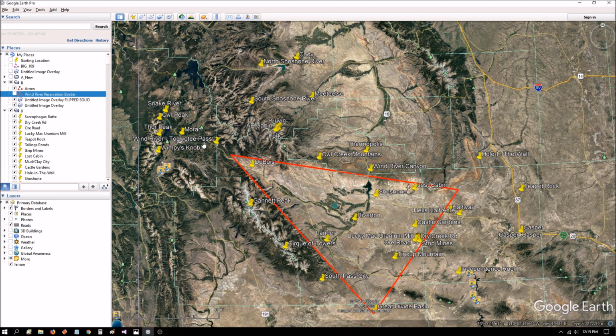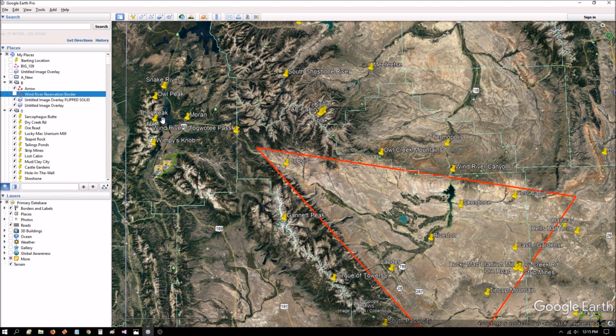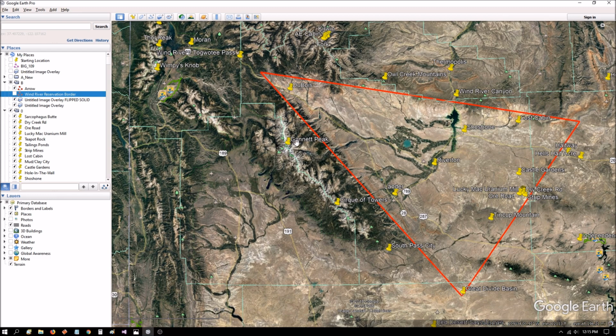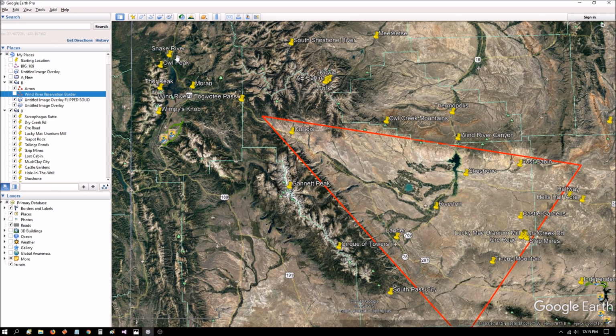Here we got Togwotee Pass. This area is the coldest area inhabited by man in the Rocky Mountains. Here we got Thor Peak, okay, and here's Owl Peak. There's the Snake River headwaters. Wind River headwaters are over here. And then, of course, we got other headwaters that contribute to the Wind River. The Green River headwaters are on the west side of the Continental Divide that goes through here. So we got major rivers here. The Green, the Snake, the Yellowstone River starts around here, and the Wind River here.